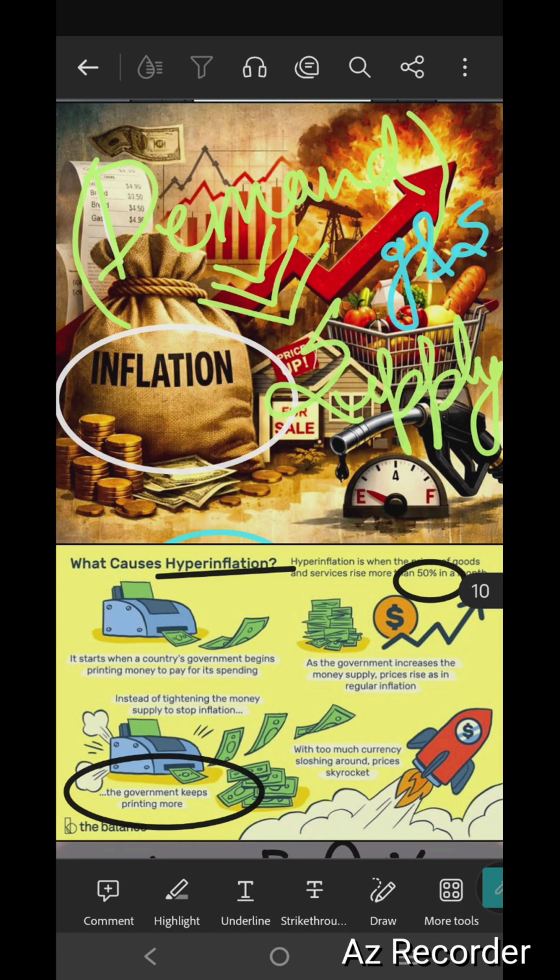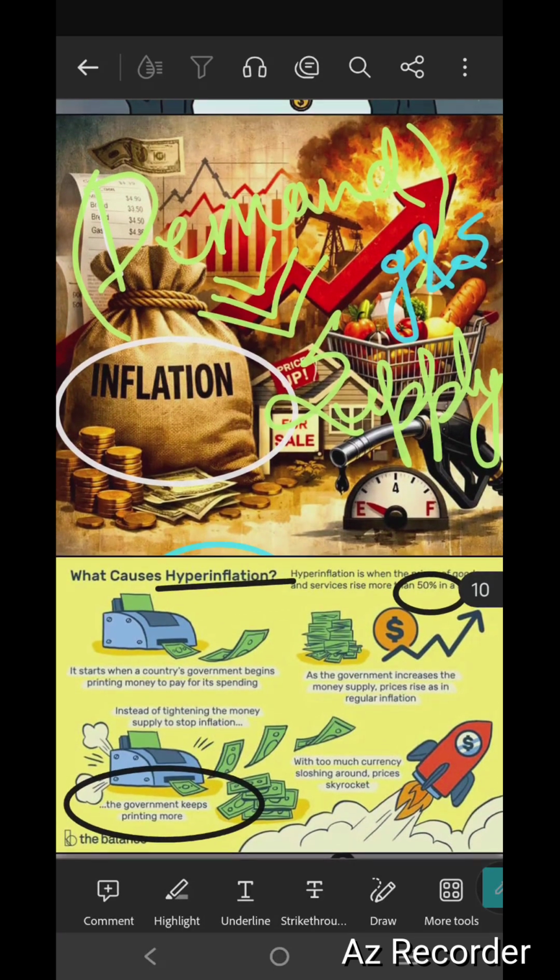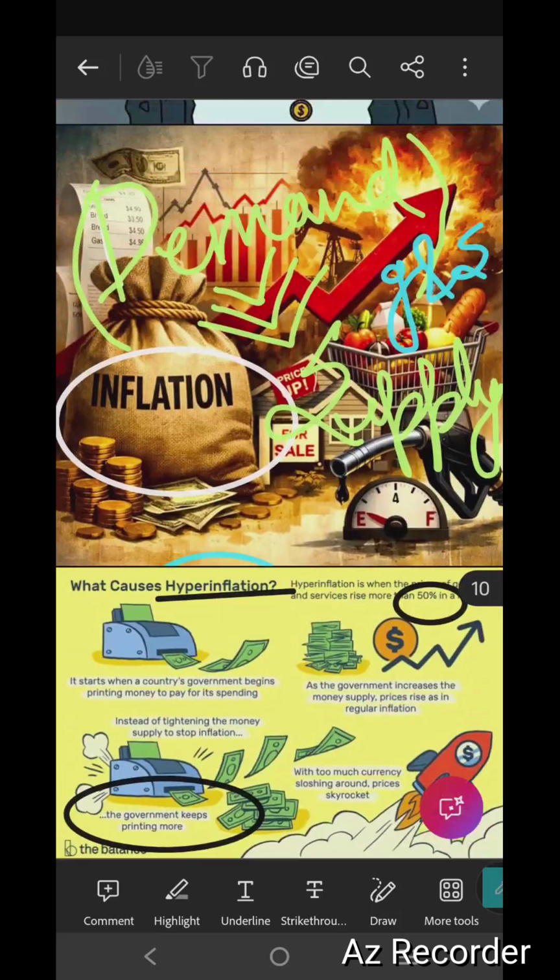Next, we have hyperinflation. It is an extremely rapid and uncontrolled surge in prices. Basically, it rapidly wipes out the purchasing power of a currency, causing citizens to quickly spend money before it loses value or abandon the currency entirely. So, how does it happen? It happens when a country's government begins printing money to pay for its spending. Instead of tightening the money supply, the government keeps printing more and more money.